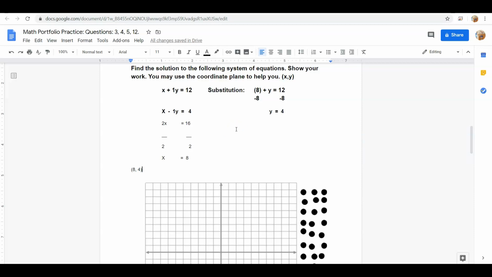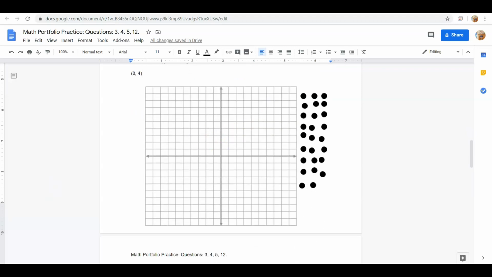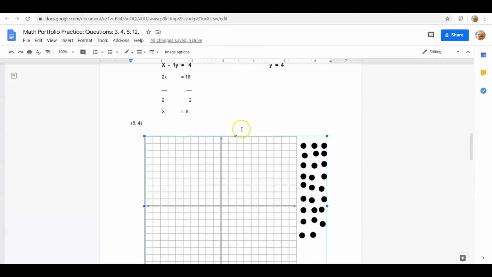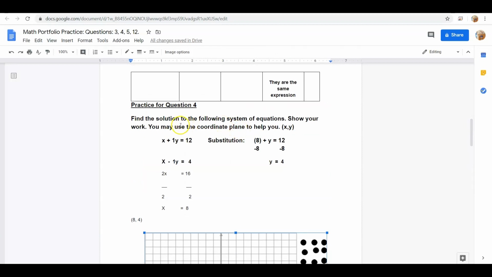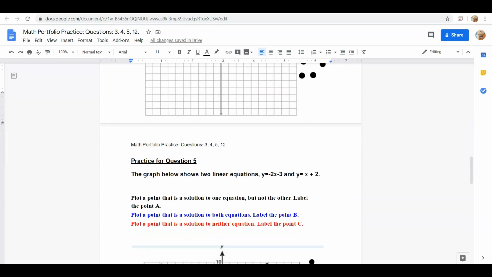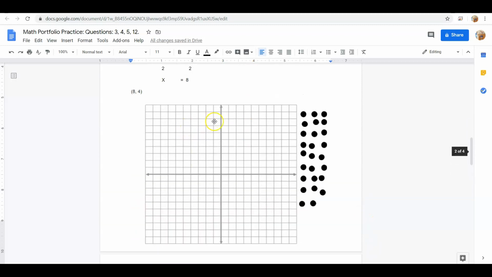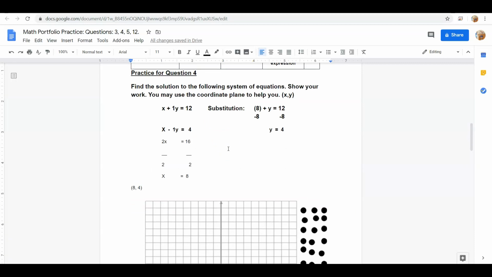But you could also solve it using a graph. Now for this portfolio, you do not have to do both. So why am I saying that? Well, if you read the question, it says find the solution of the following systems of equations. And you did that here. Show your work. So before I go into how we could use this graph, I'm going to show you what I mean by show your work. Because I got my solution.